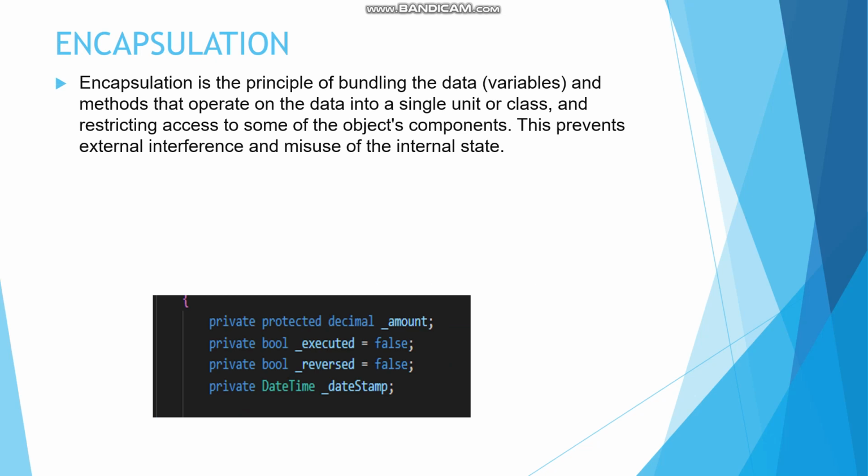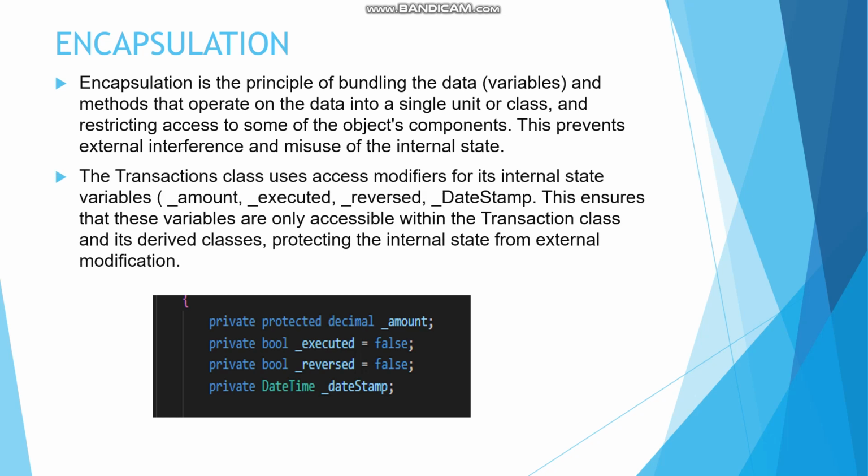Moving on, we have another concept called encapsulation. Encapsulation is basically the bundling of data and methods that operate on that data within a single unit or class and restricting access to some of the object components. In our transaction class, the amount attribute is protected and not directly accessible from outside the class. Instead, we use the get amount method to provide controlled access. This helps protect the integrity of the data and prevent unintended interference.